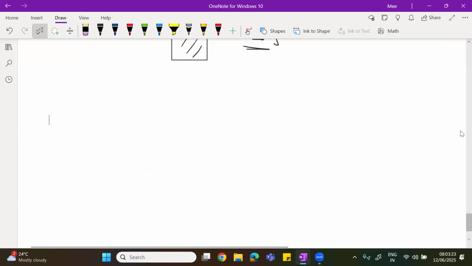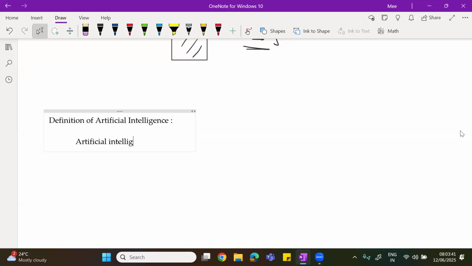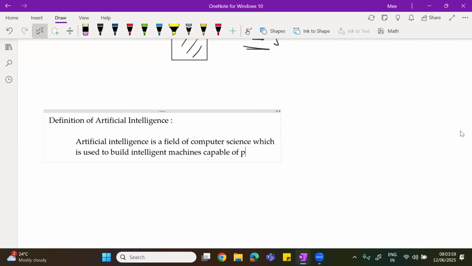Now, let's quickly make a note of artificial intelligence. The definition of artificial intelligence: artificial intelligence is a field of computer science which is used to build intelligent machines capable of performing tasks which require human intelligence. This is what exactly it is.